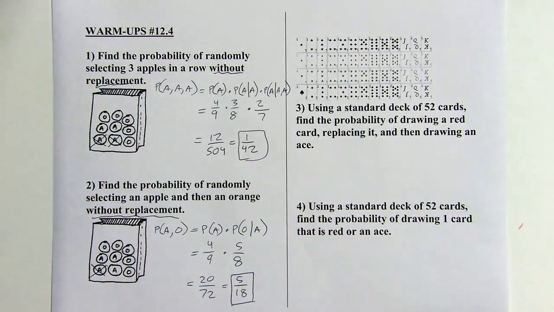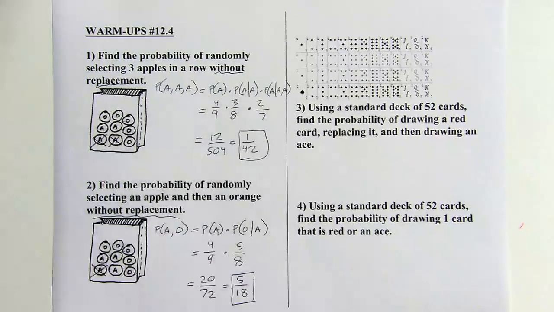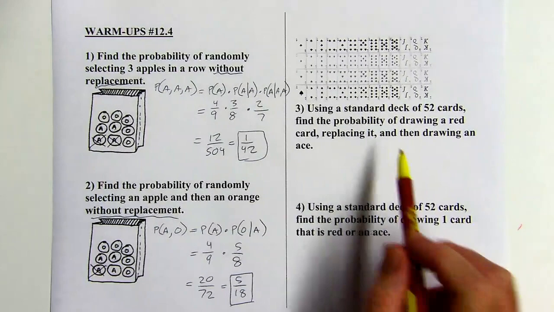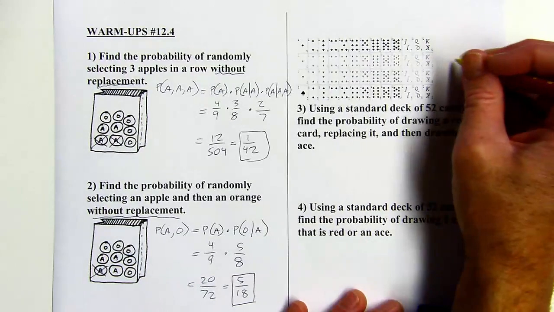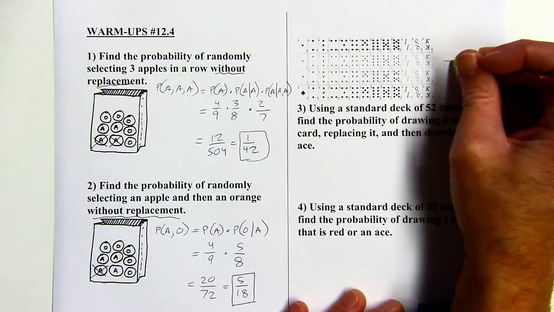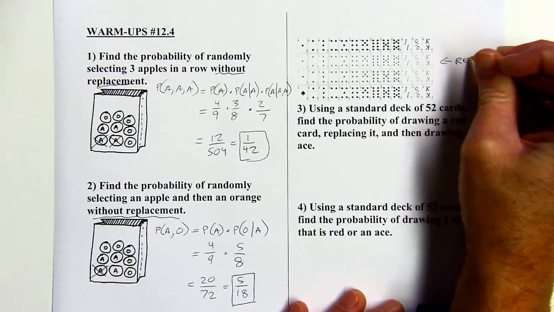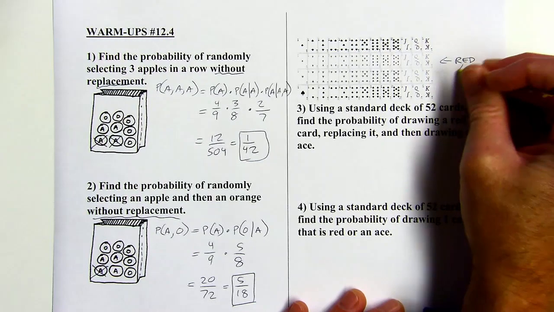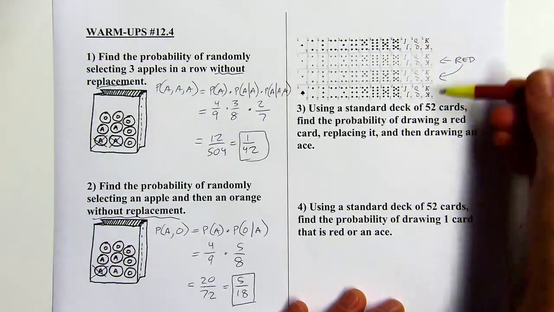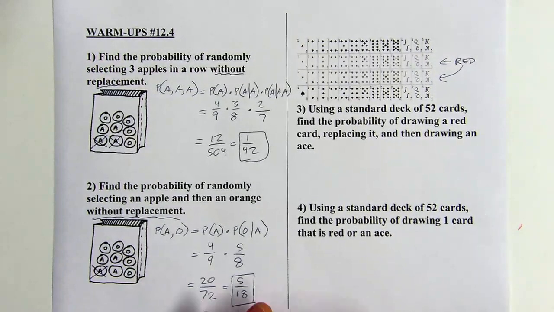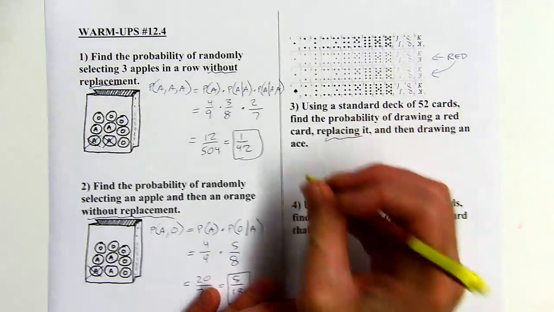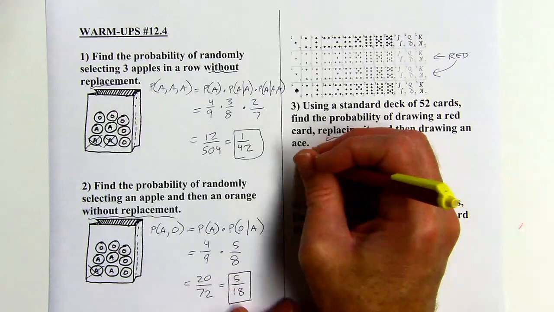Okay. All right, a standard deck of 52 cards. There's the contents. So find the probability of drawing a red card. So if the diamonds and the hearts are the red ones, the other 2 rows are the black ones. Okay. So we're going to find the probability of drawing a red card, replacing it, we're putting it back, and then drawing an ace.